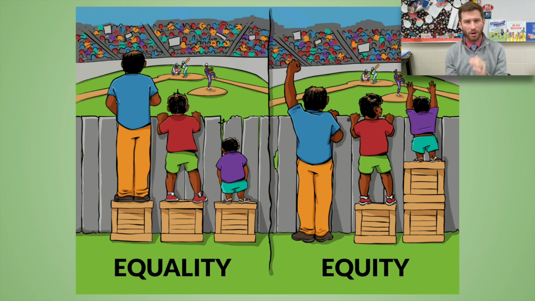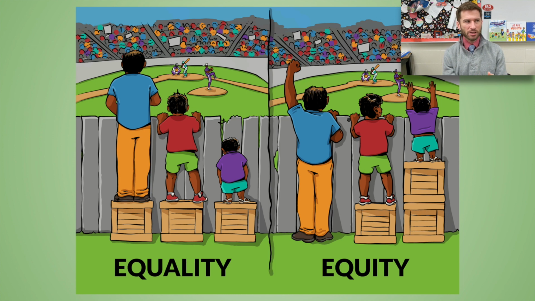Compare that with our image on the right. They're not getting the same, but they're getting what they need. The taller fellow there doesn't need a box, so he doesn't get a box. Compared to our shorter dude, he needs two boxes, so he gets two boxes. That is kind of how you can illustrate this concept of equity, ensuring that everyone gets what they need. If you don't need it, you don't get it. If you do need it, you do get it. It's a really nice concept.